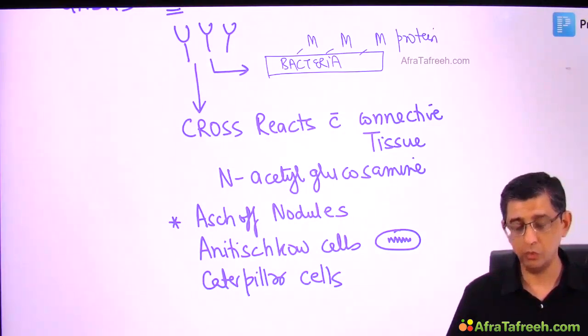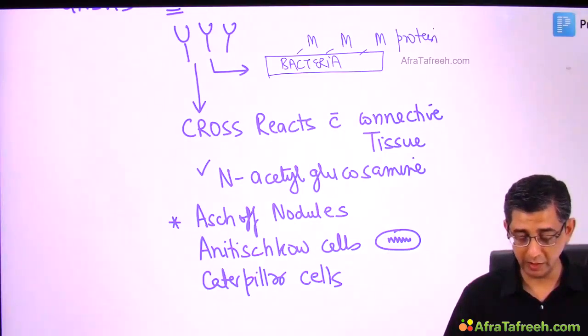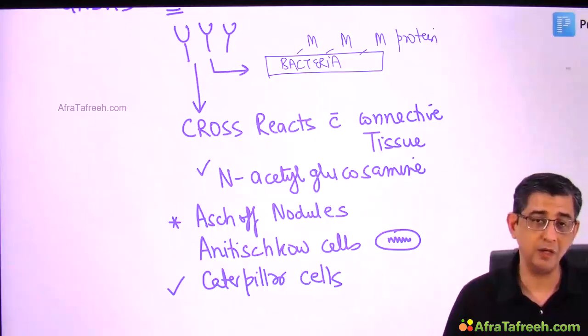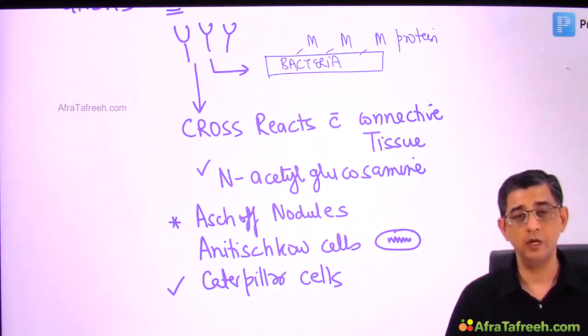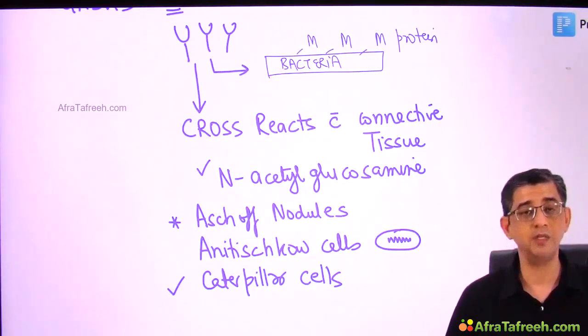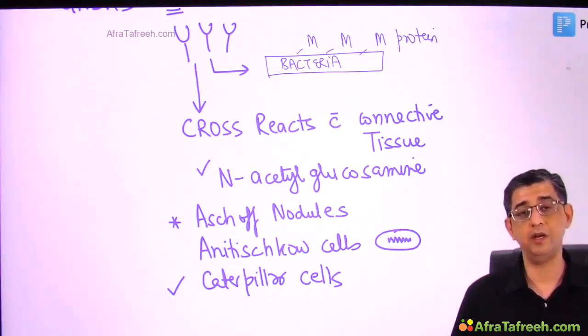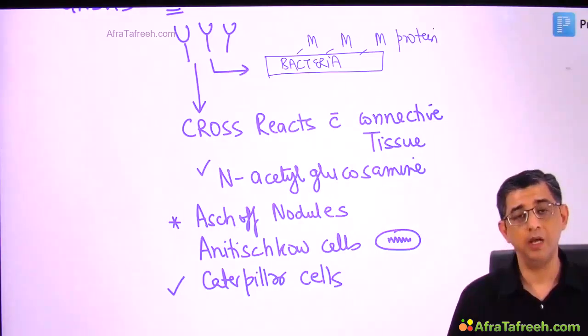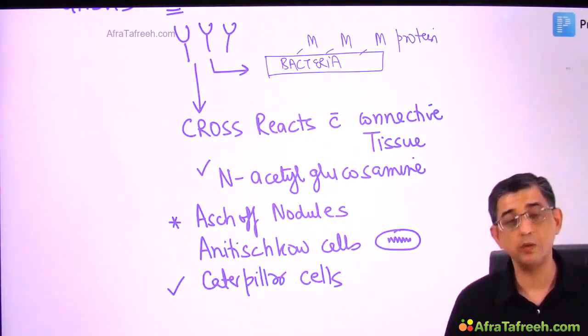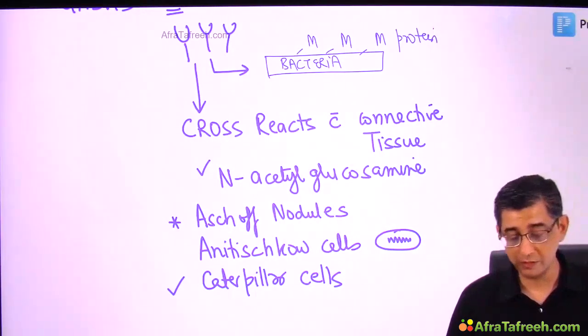And in fact, one or two choices in the MCQ can be these details that are taught in the paraclinical subjects as well that I've highlighted. Two important carry home messages from this slide are: N-acetyl glucosamine is the target against which the antibody will cross react, and caterpillar cells or Anitschkow cells are going to be the pathognomonic feature of this disease.